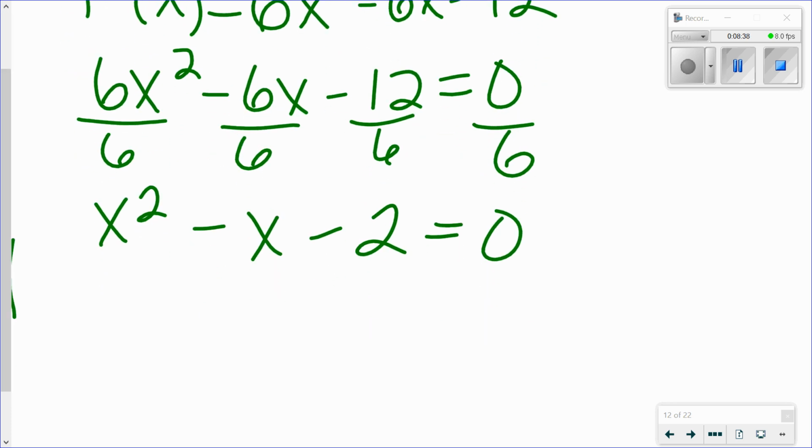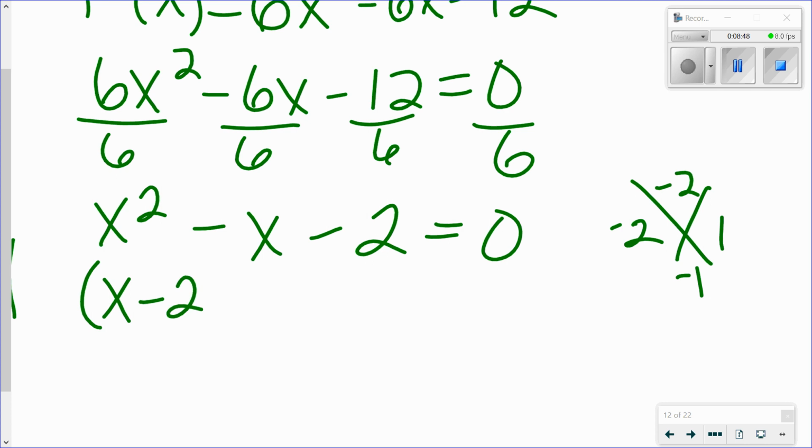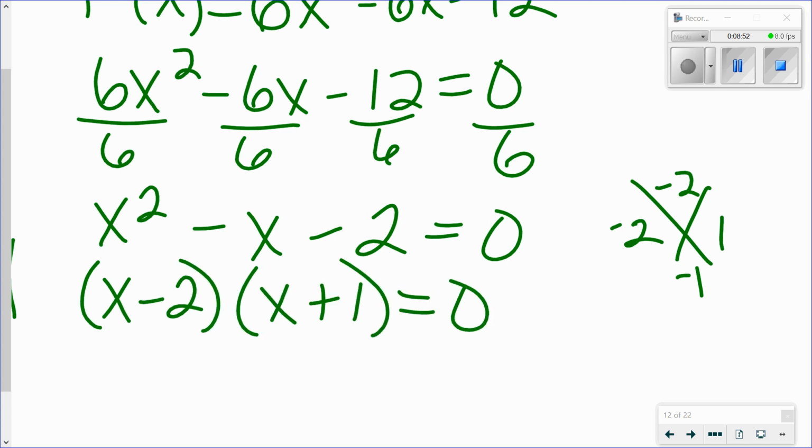And I want to factor that, so I need two numbers. They multiply to be a negative 2. They add to be a negative 1. So I'm going to say negative 2 and positive 1. So I have x minus 2, x plus 1 equals 0. So x equals 2 and x equals negative 1. Those are the x values.